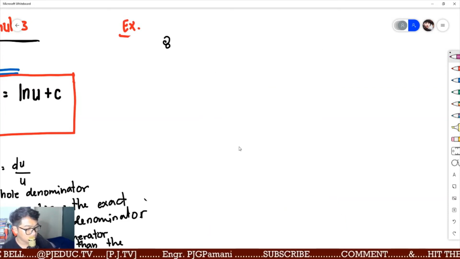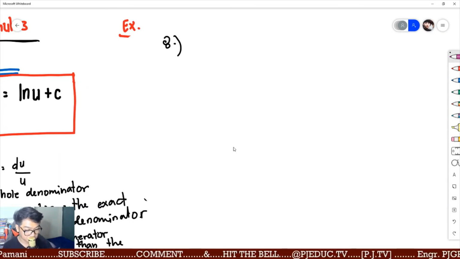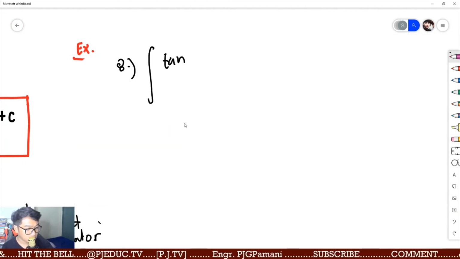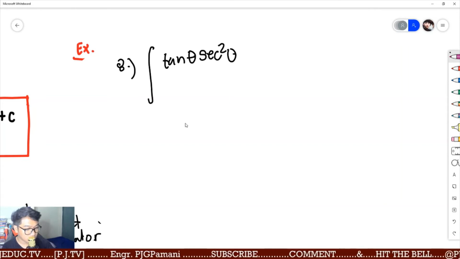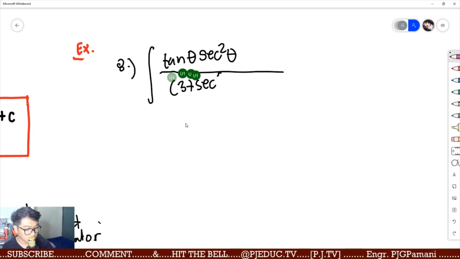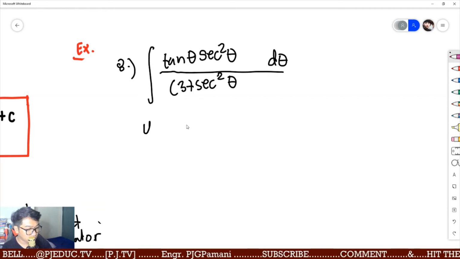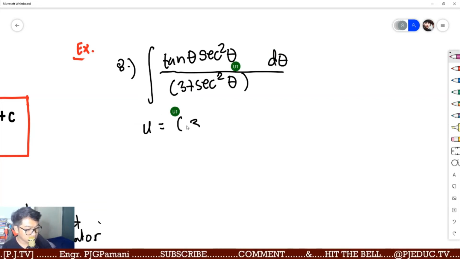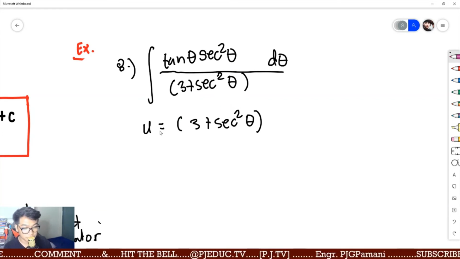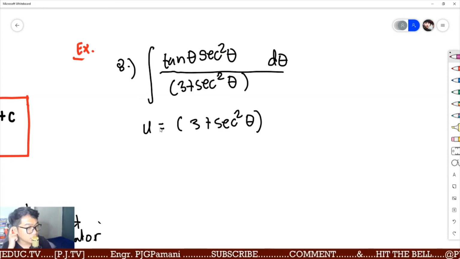Number 8. Given, you're now asked to evaluate the indefinite integral of tangent theta secant squared theta over 3 plus secant squared theta d theta. Identify your u, which is 3 plus secant squared theta. Remember, that is 3 plus secant squared theta.